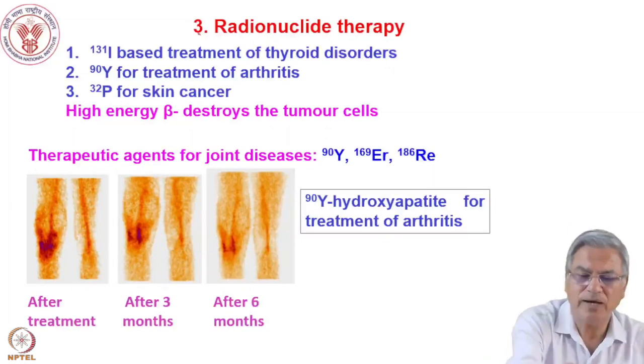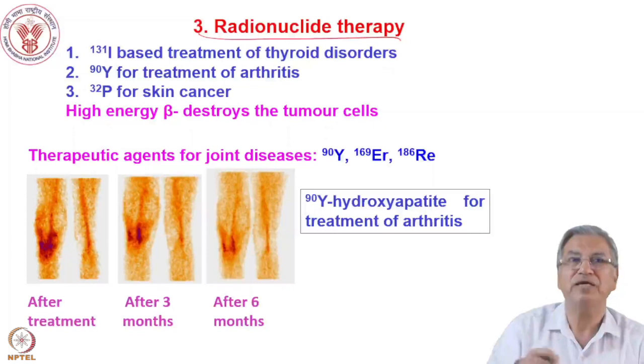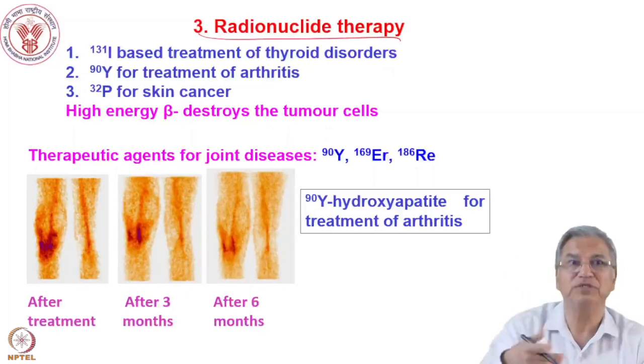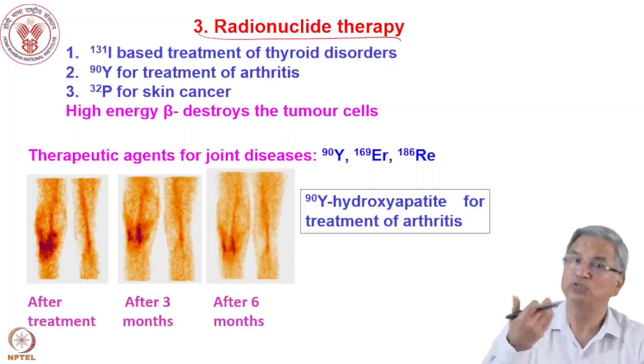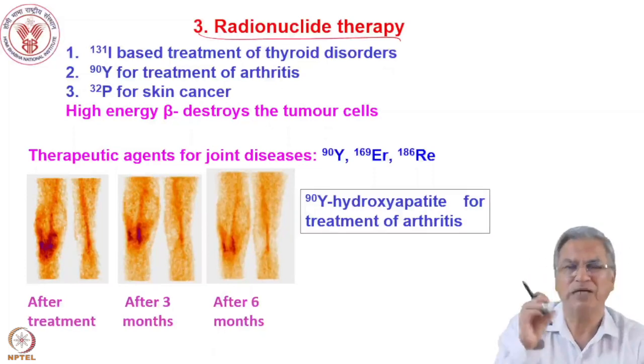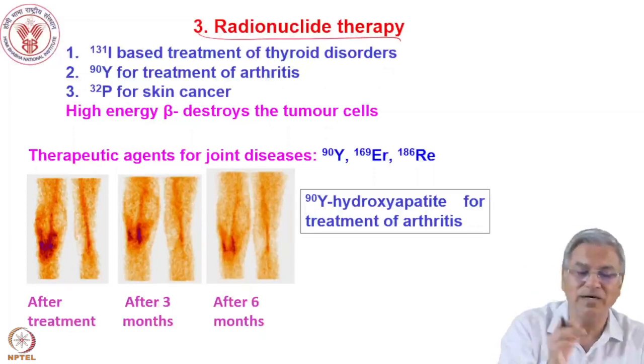And then lastly, we have radionuclide therapy. Like radiopharmaceuticals used for diagnosis, you can tag the radiopharmaceutical with a radioisotope that emits particulate radiation, and then do therapy. The pharmaceutical will take the radioisotope to a particular organ, and the radioisotope will emit particulate radiation, alpha or beta, and that will kill the cancerous cells.